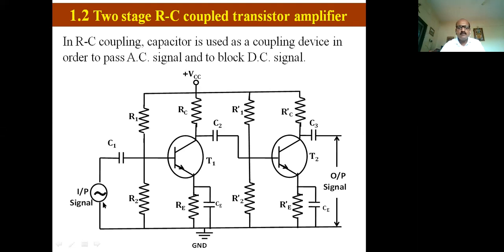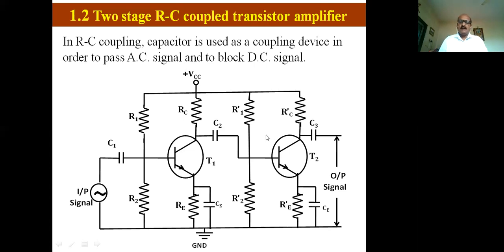Here the input signal coming from the mic is coupled in through a device called capacitor C1. C1 couples the input signal. C3 is the capacitor, the coupling device, that couples the output signal. The amplified output produced here is given to the transformer.